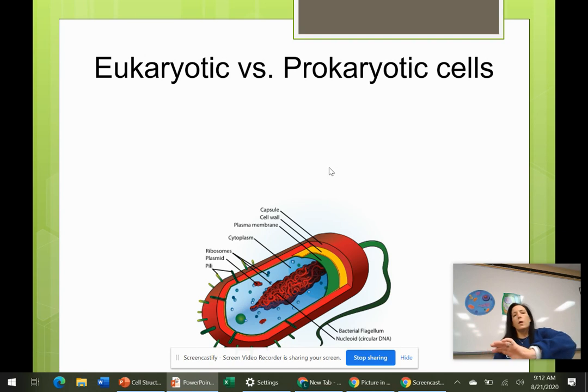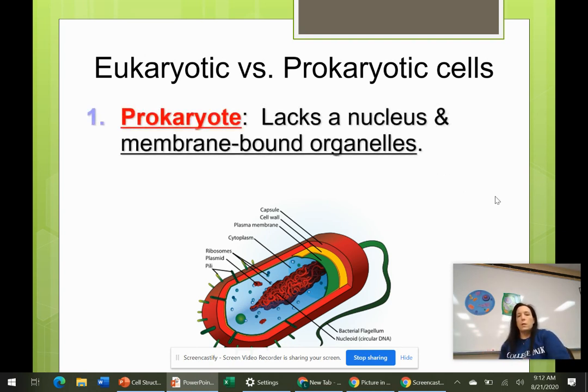So let's talk about eukaryotic versus prokaryotic cells. Prokaryotes, the beginning of pro, that prefix pro, means before, and kary means nucleus. So if you have this piece of paper and it has all of the prefixes and suffixes you need to memorize for this unit, you'll see that pro means before and kary means nucleus. So a nucleus is kind of the command center of the cell, and we're going to talk about that later, but prokaryotes are before there's a nucleus.